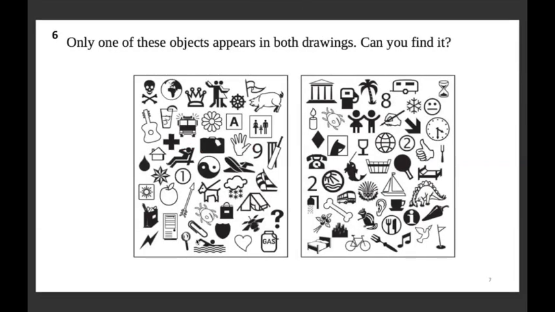Only one of these objects appears in both the drawings. Which one is it? You're given a graphic which has multiple icons. You have to identify which object appears in both the drawings. Okay. When you observe very carefully, you'll identify that this beetle is the one appearing in both. The rest are all unique symbols. Okay. Move to the next one.